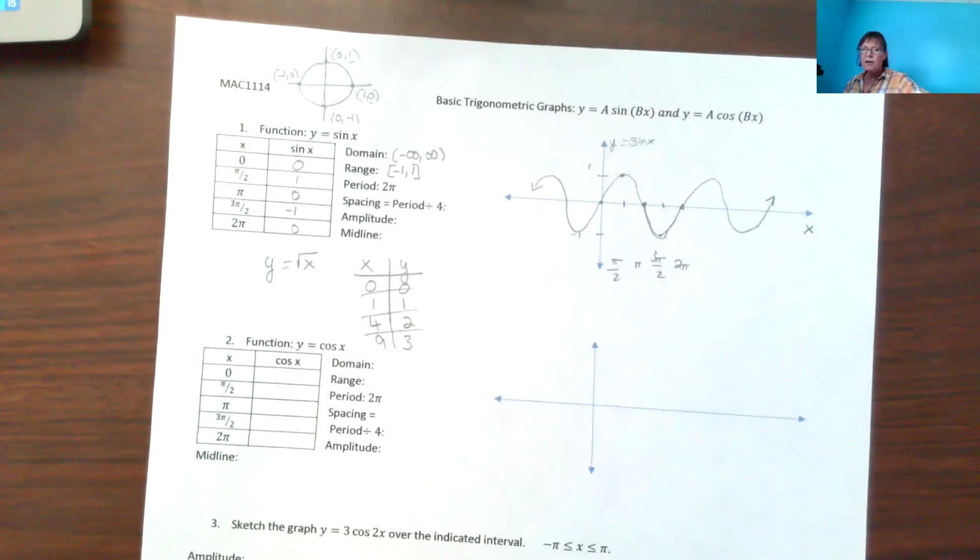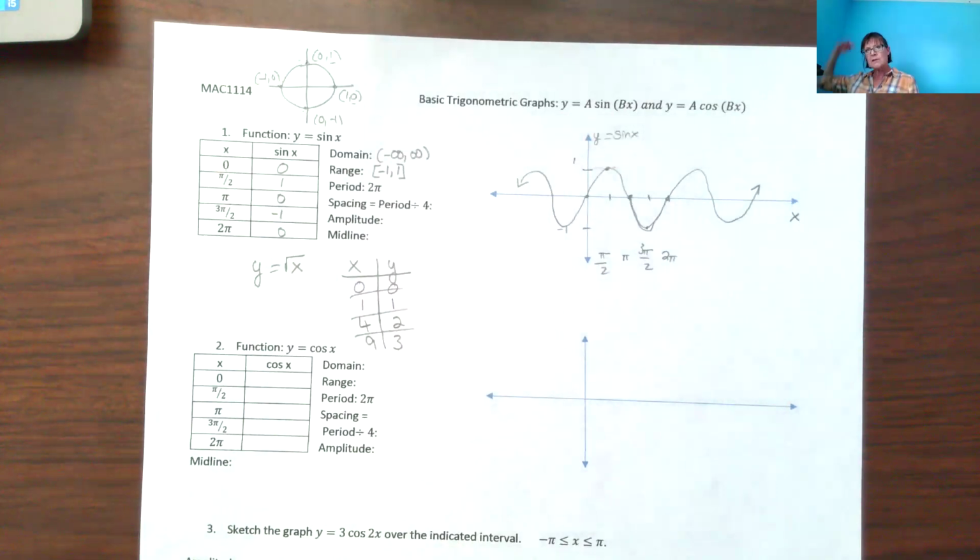Now the period. The period is how long a graph will go until it starts to repeat.